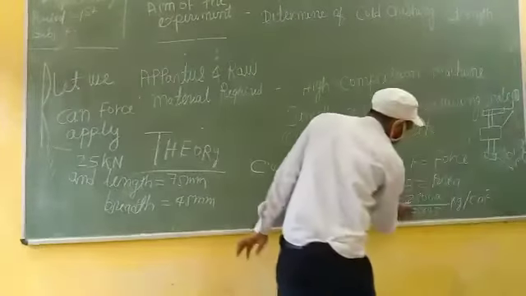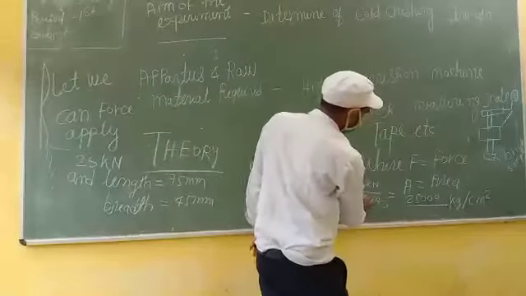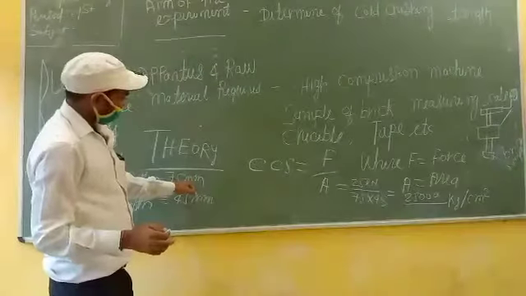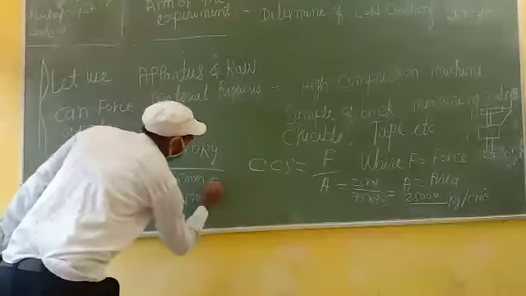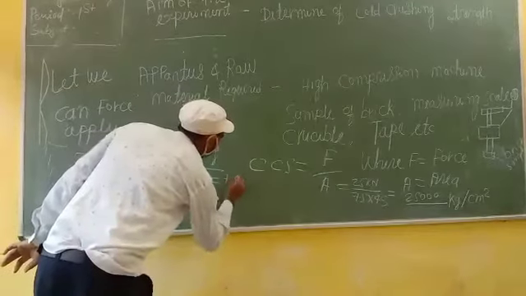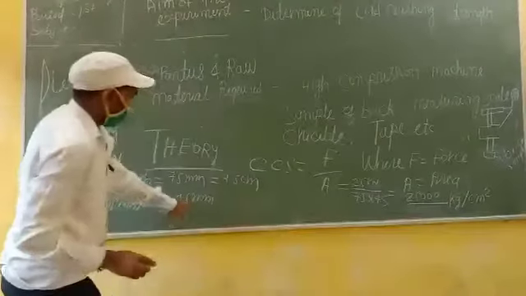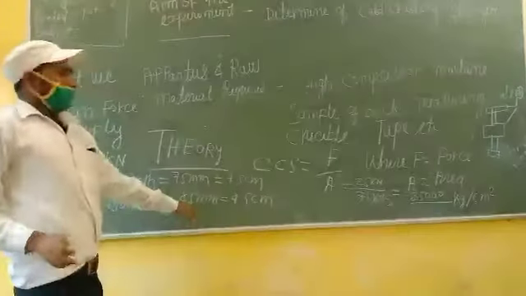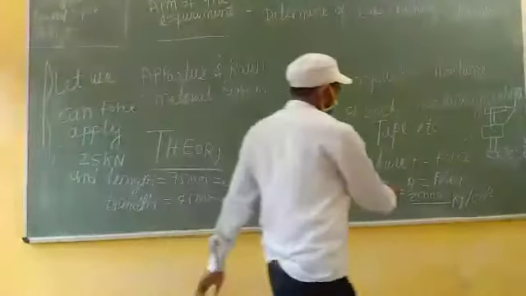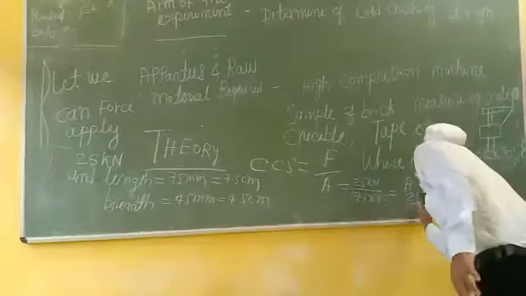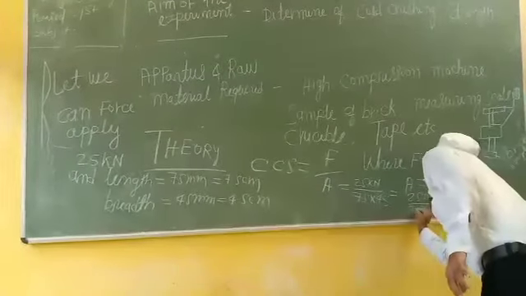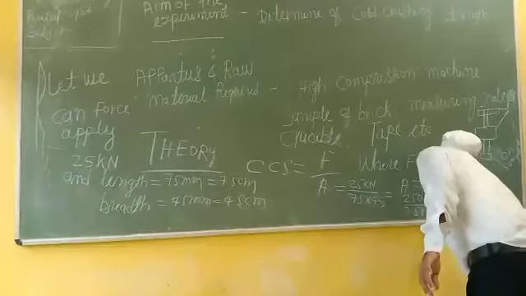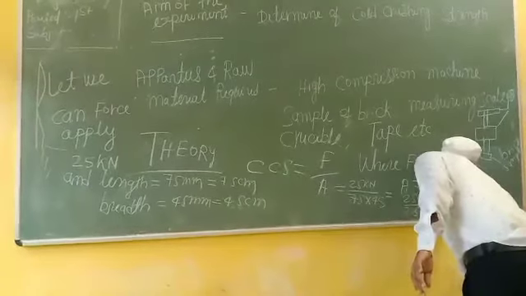We can convert mm to centimeter. 75 mm equals 7.5 centimeter. 45 mm equals 4.5 centimeter. 1 centimeter equals 10 mm. And 75 mm equals 7.5 centimeter. 45 mm equals 4.5 centimeter.